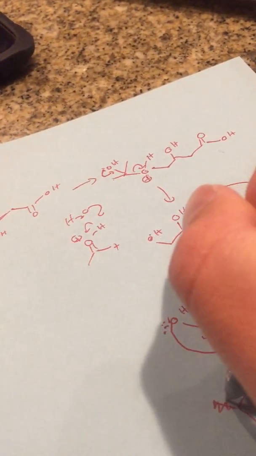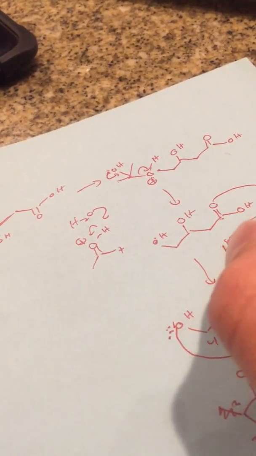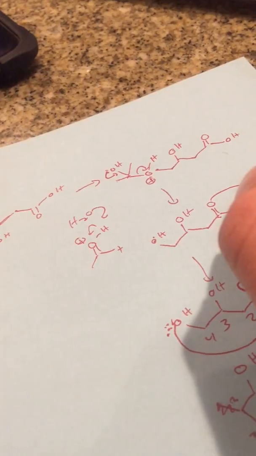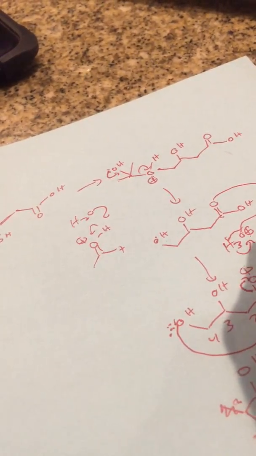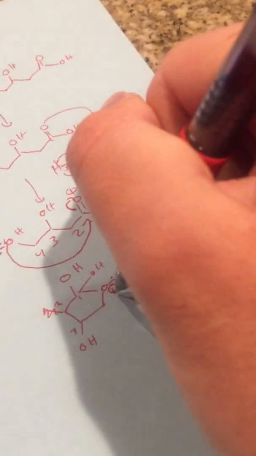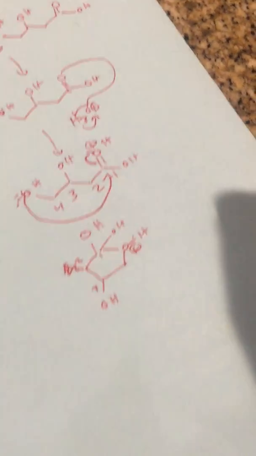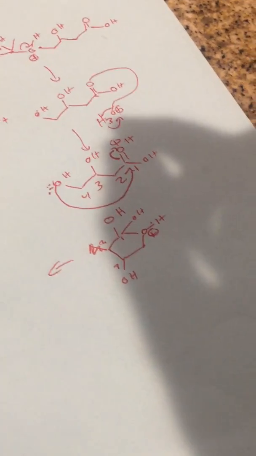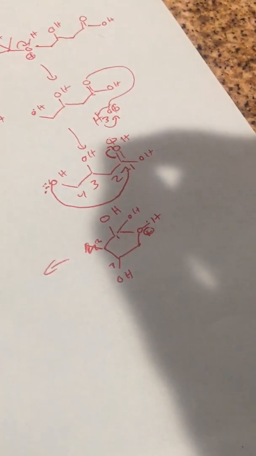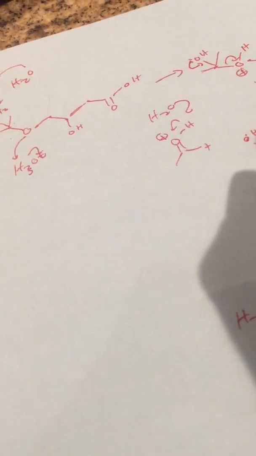So this is 1, 2, 3. On the third one, we have the OH, the alcohol. There's that. Have that with the positive charge on that oxygen. And then we will have to deprotonate there. We'll do that with water.